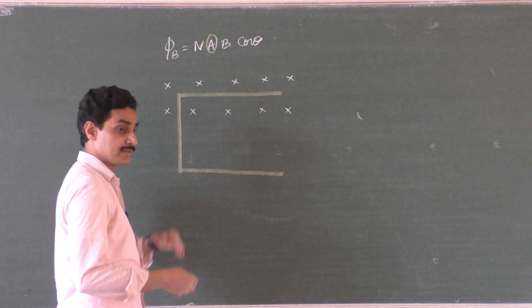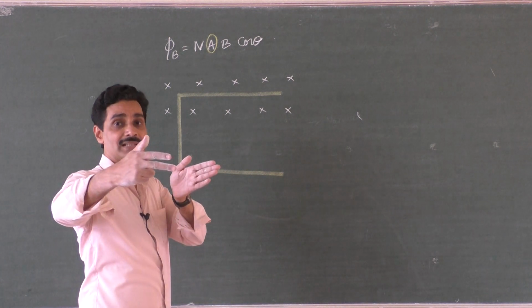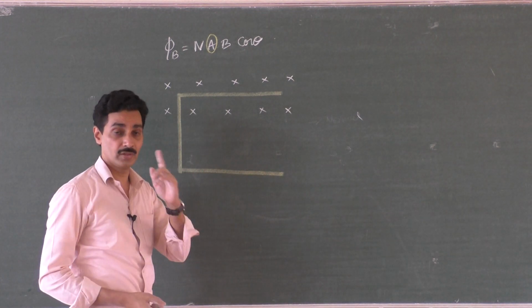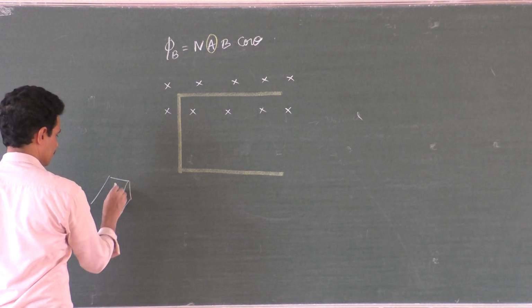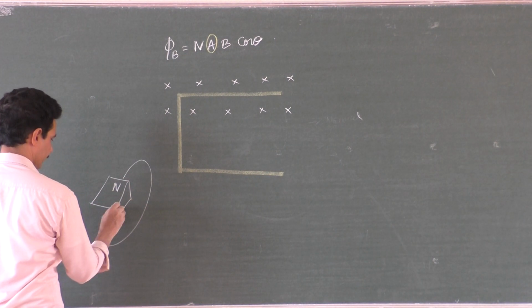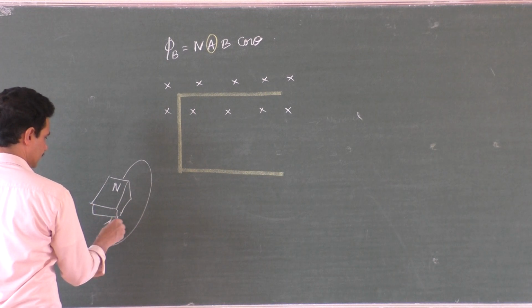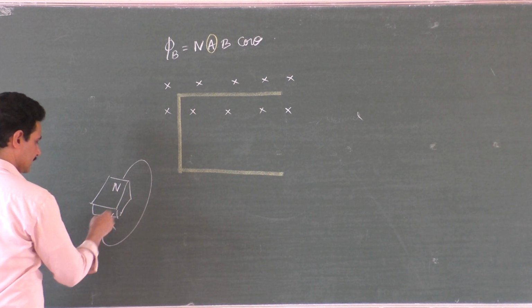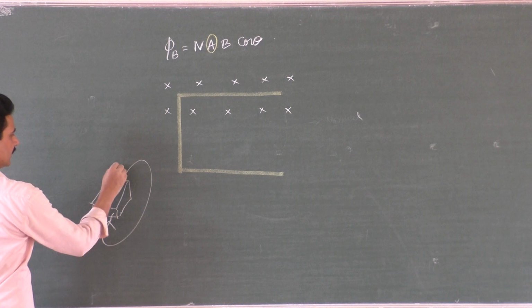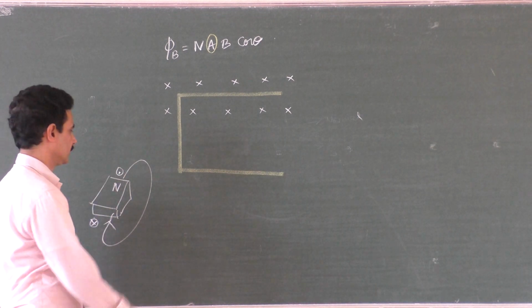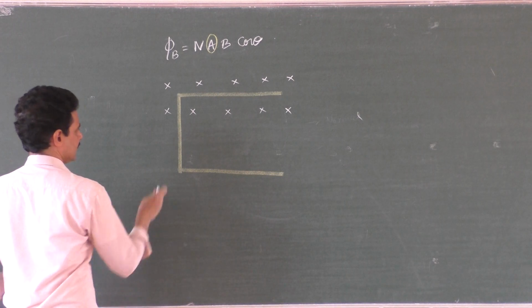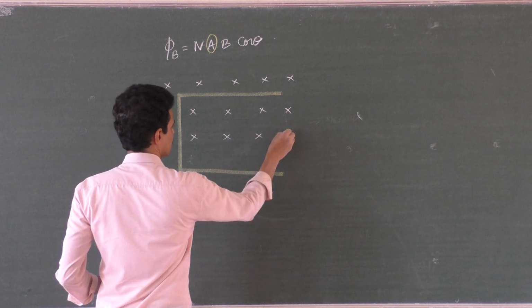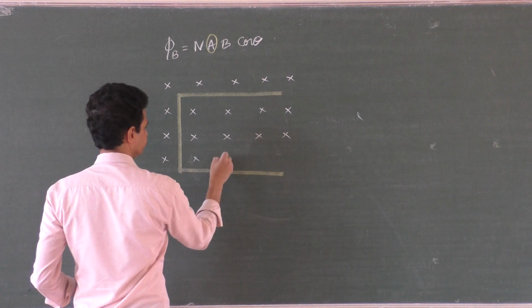And where is the north pole? North pole is here and south pole is on the other side. You know that magnetic field lines always start from the north pole and end in the south pole. This is north and south, like this. So here it is into, here it is out of the north pole. So this coil is placed in a uniform magnetic field which is normal to the plane of the paper.